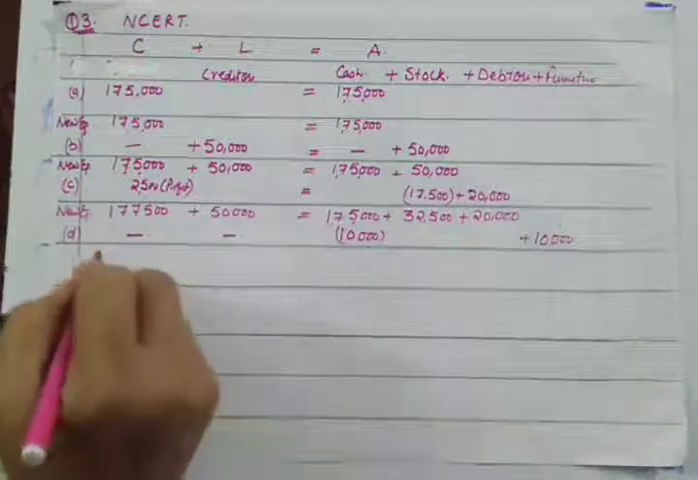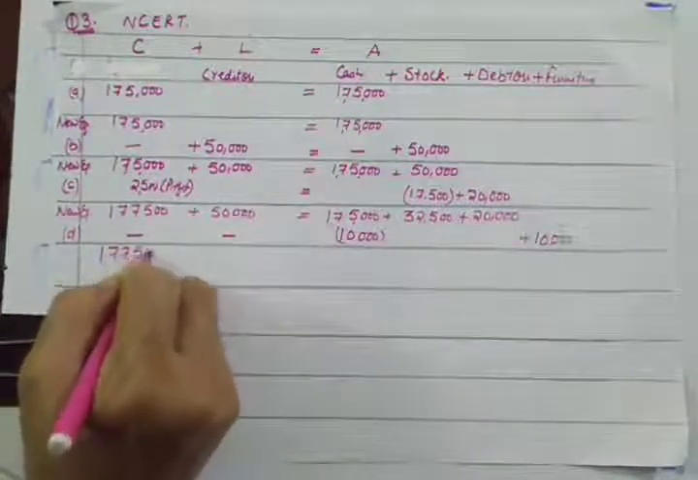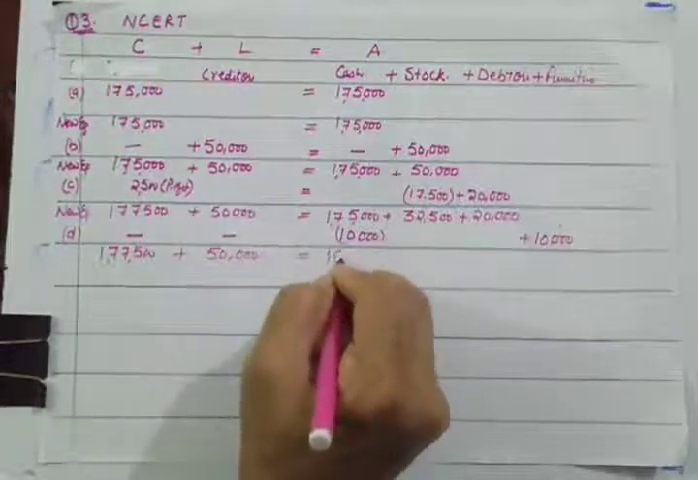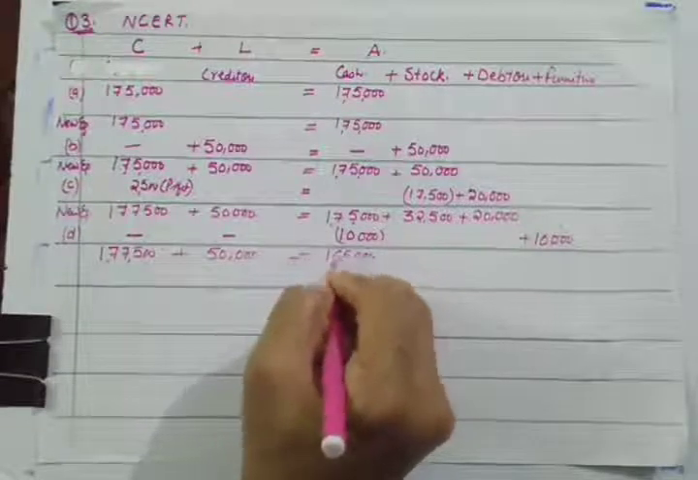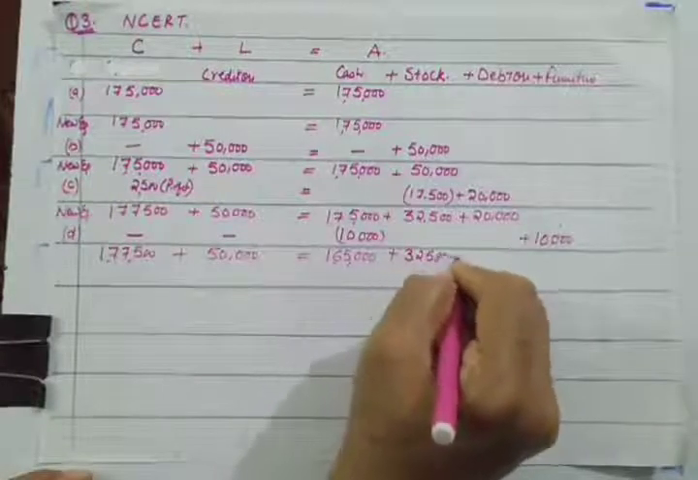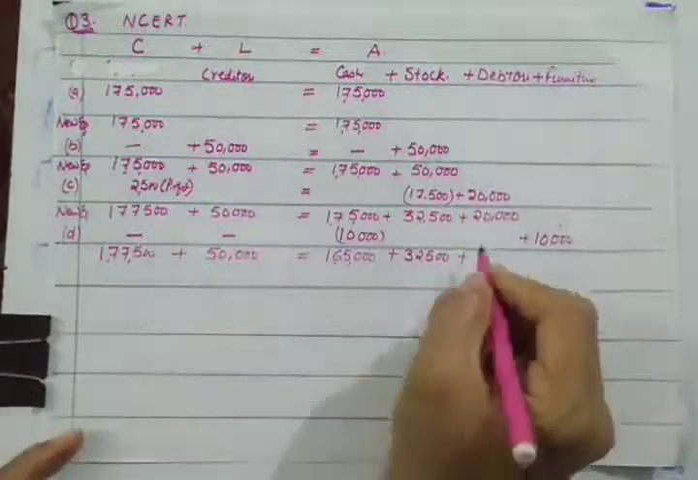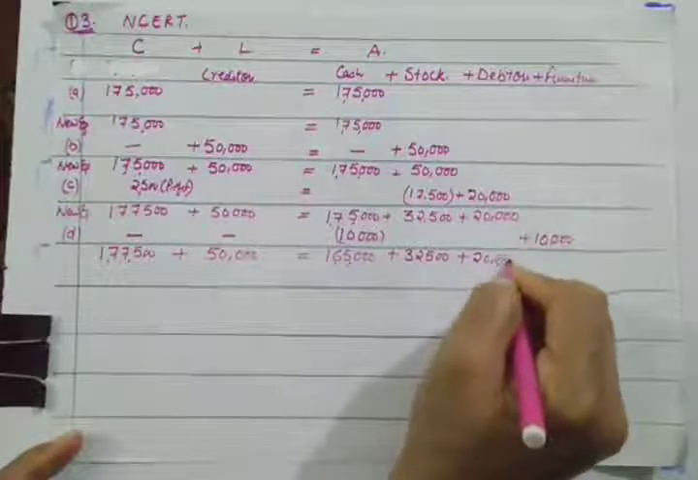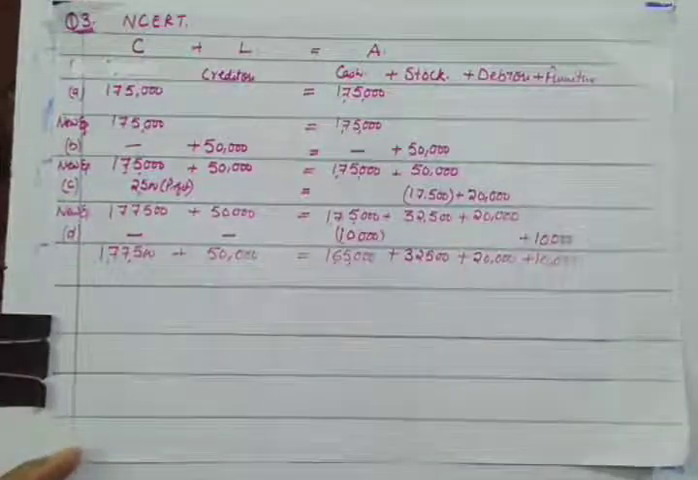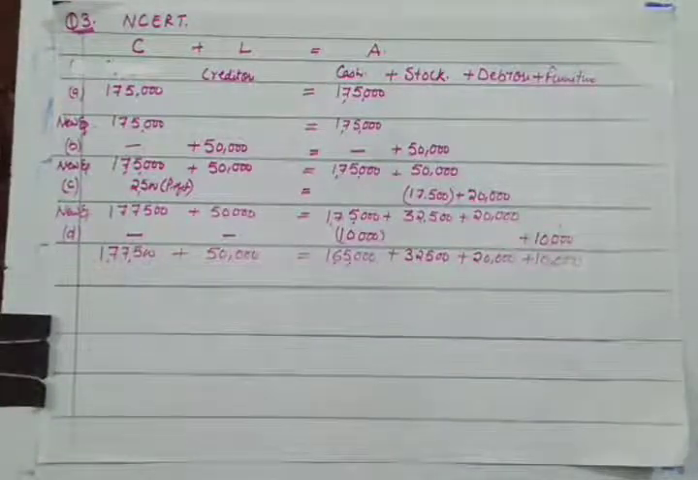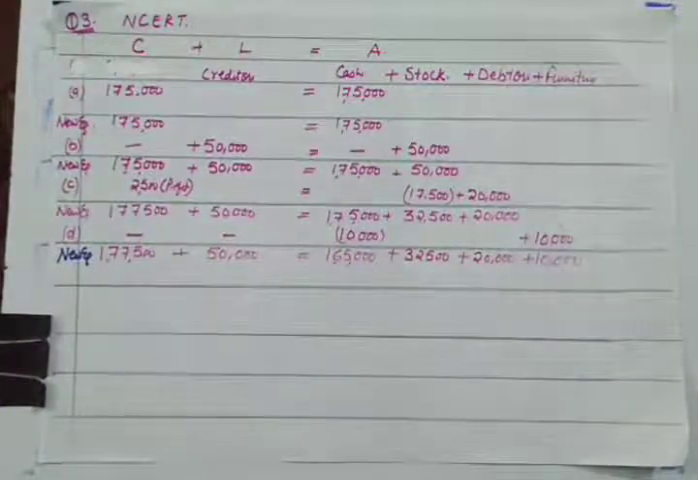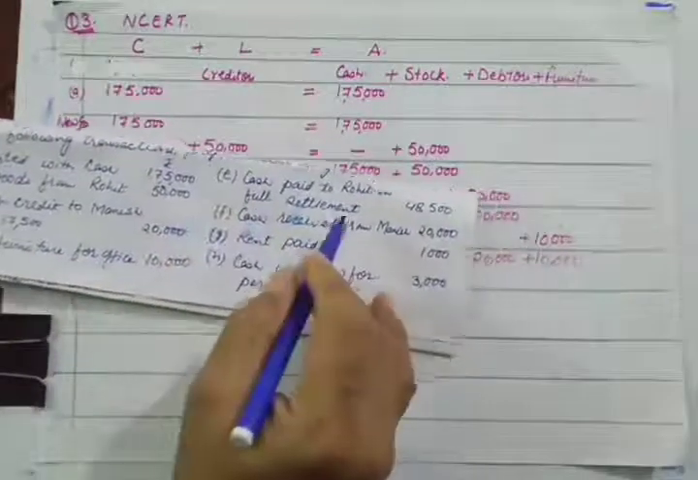So finally it is 1,77,500 capital. 50,000 is equal to 1,65,000 plus 32,500 plus 20,000 here plus 10,000. So I hope this is clear to you, and this is my new equation. Yes. Now let us see the impact of transaction E.